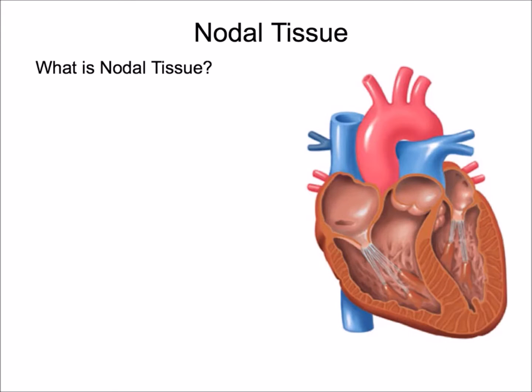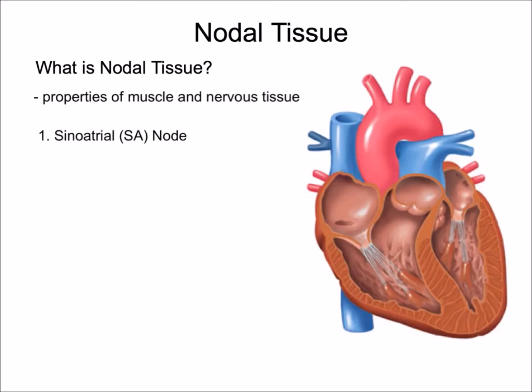Not only is the heart composed of myocardium, or cardiac muscle, it's also composed of nodal tissue. Nodal tissue is unique because it has properties of both muscle and nervous tissue. The first type of nodal tissue is called the sinoatrial node. The sinoatrial node is also known as the pacemaker cells. It's a cluster of cells located in the right atrium that has the ability to spontaneously generate an electrical impulse, which in essence sets the heart rate of the heart.